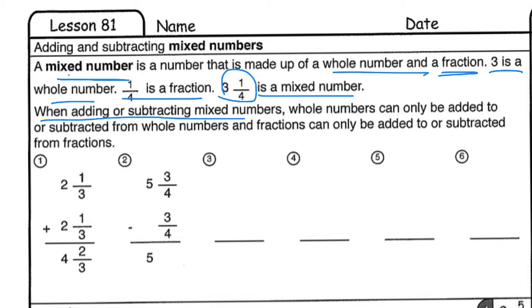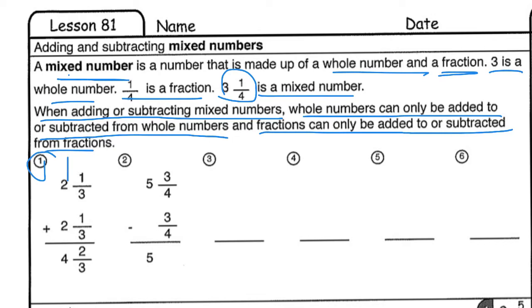When adding or subtracting mixed numbers, whole numbers can be added to or subtracted from the whole numbers. So the whole numbers work with the whole numbers. And fractions can only be added to or subtracted from fractions. So let's take a look at some examples. I'm sure you'll understand this a little bit better.